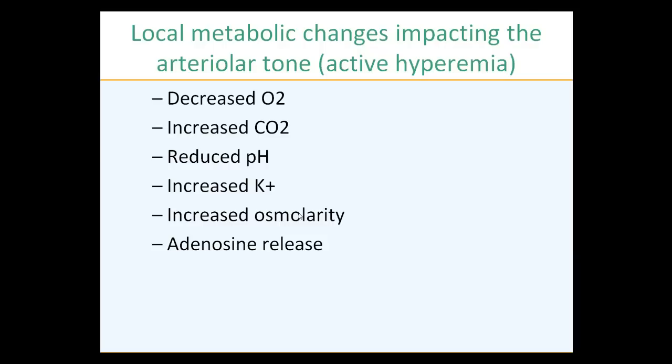Reduced pH. If you have an active contraction or active tissue, it will start burning more sugar. When you're burning more sugar, if you remember, you're releasing a lot of the hydrogen ions, and that will contribute to the reduced pH. It means the acidity, increased acidity, as well as increased osmolarity. The osmotic pressure of a tissue will be higher, because that is always attributed to increased activity. And the adenosine release, when you're breaking ATP, you will release the free adenosine, or the adenosine monophosphate.